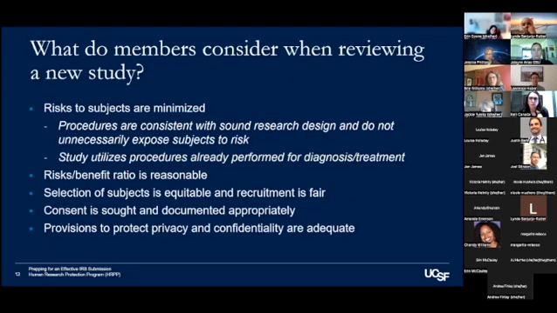What do the members consider when reviewing a new study? They want to make sure that the risks to subjects are minimized, procedures are consistent with sound research design and not exposing to unnecessary risk. They want the risk-benefit ratio to be reasonable, recruitment fair, consent sought and documented appropriately, and provisions to protect privacy and confidentiality.